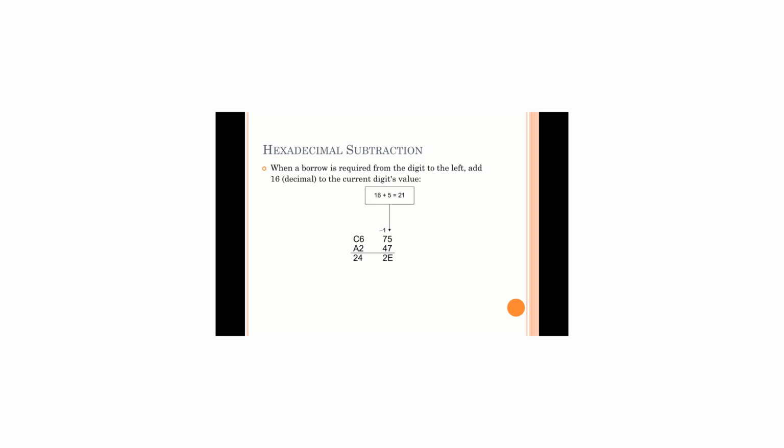So 21 minus 7 would be, let's see, 14. Okay, 14 would be E, the letter E. Now here the 7, 1 has already been lent over earlier, so it becomes 6. 6 minus 4 is 2.